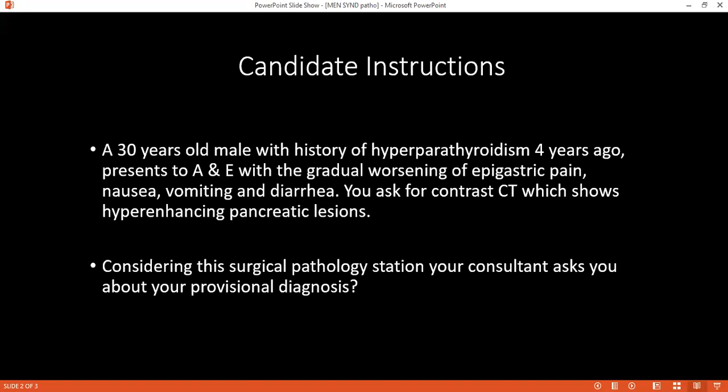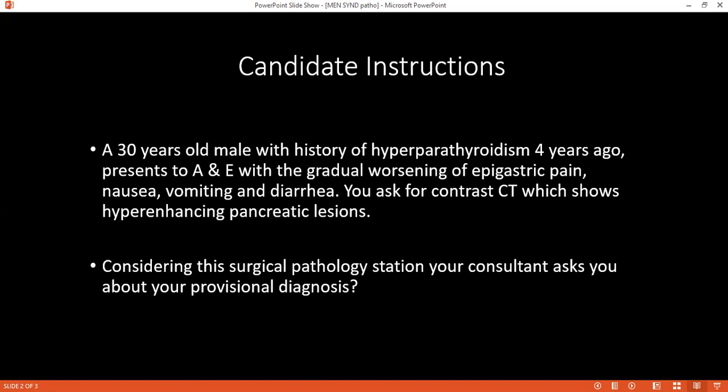Right. So if you have read and understood, considering your surgical pathology station, kindly discuss your provisional diagnosis. My provisional diagnosis for this case would be multiple endocrine neoplasia type 1, possibly the patient is suffering from pancreatic adenoma, or more specifically insulinoma. Okay. How would you confirm your diagnosis?